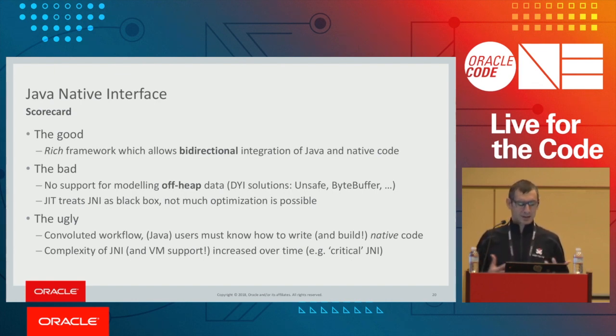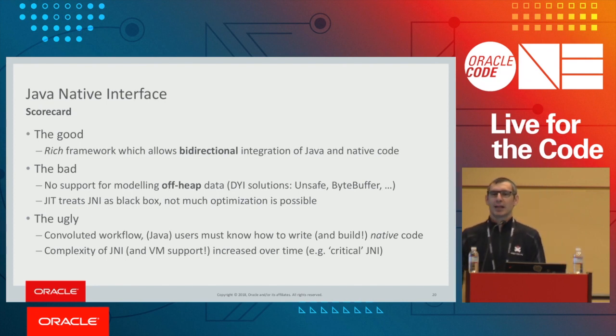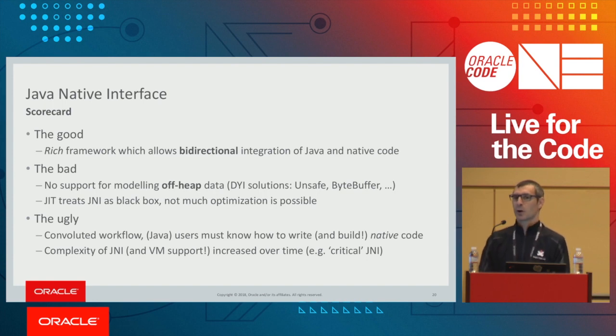The bad part is that there's no support whatsoever for modeling data that is off the Java heap. And that's a problem because most developers then have to invent solutions, either using Unsafe, which, with modules, is kind of harder to get your hands into, or using byte buffers. There's no direct support for modeling a C struct in Java.